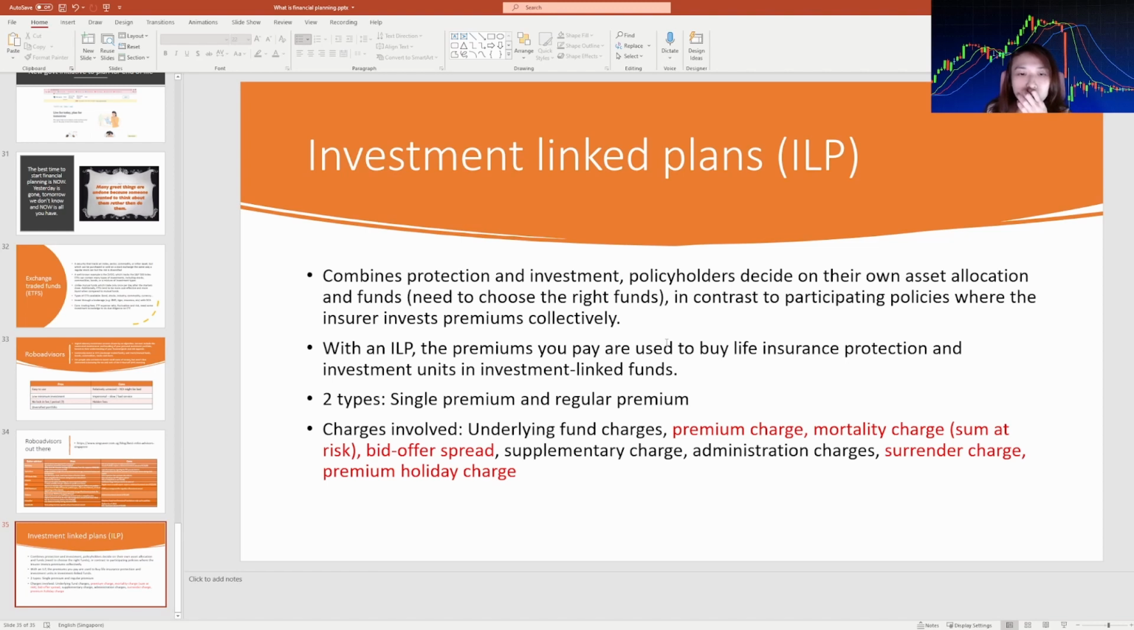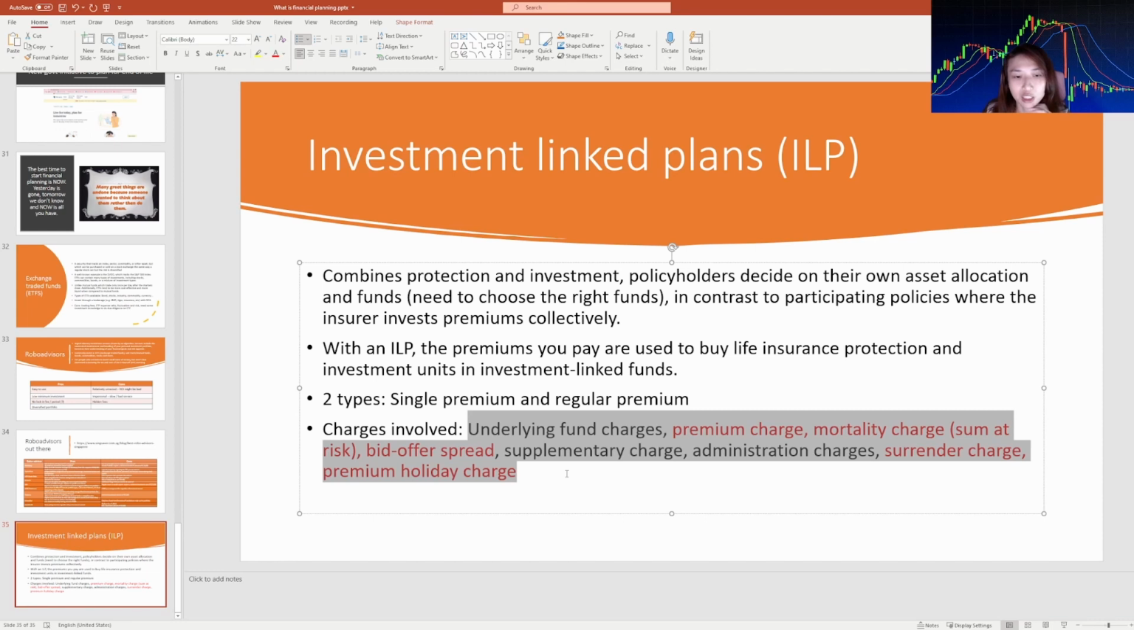Technically, all these charges are also there in endowment plans. It's just that they are not shown, they are embedded in endowment plans, but you don't know about it.